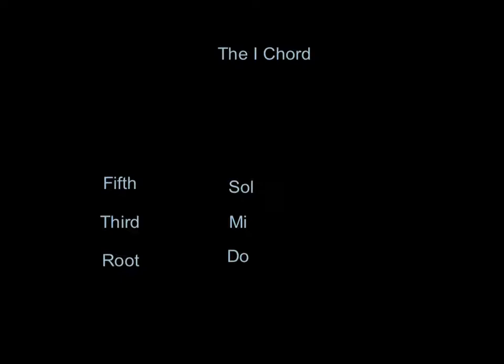And here's what it sounds like. You're familiar with this one hopefully by now. Do, mi, so, mi, do. Now you can take these notes and put them in different orders, and they will still be the root, the third, and the fifth, even if the root isn't on the bottom. For example, like this. Mi, so, do, so, mi. It's still a 1 chord, even though it's in a different order.